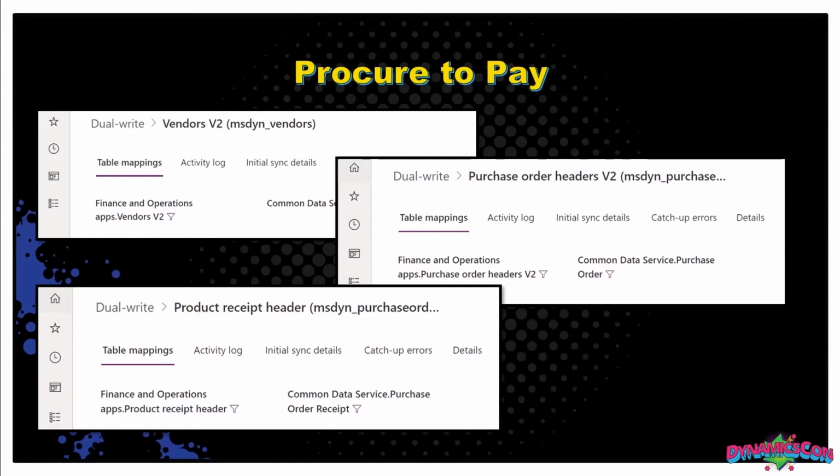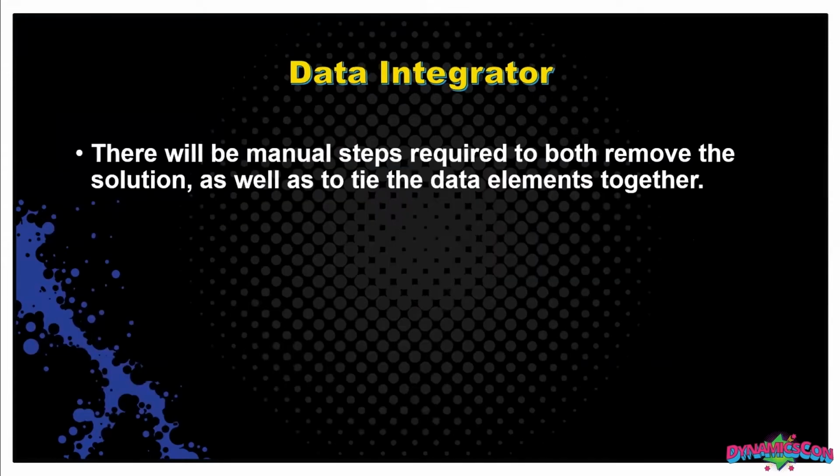When the bill is received, the work order can be closed out, and that purchase order in F&O can be paid. As you could tell from some of the information that I've provided already, Dual Write and Data Integrator are very different solutions that Microsoft is providing.